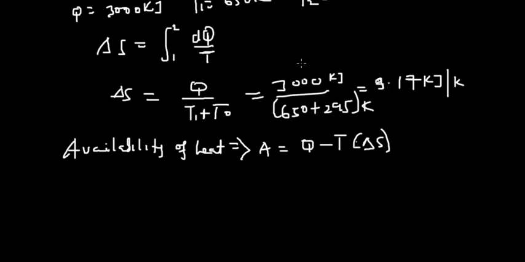Let me rewrite that. We already know the change in entropy, so now we are just finding the availability of heat. It is this Q, and then we subtract from it the change in entropy multiplied by the temperature, and note that this is T naught. So we have the Q value, which is 3000, minus T naught. We know T naught is 295, and you multiply that by the entropy.